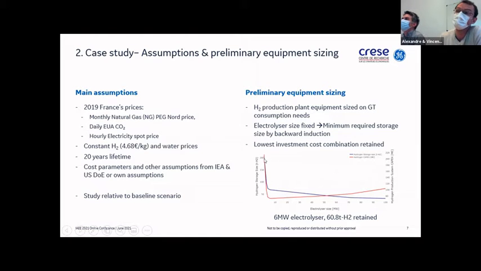On the blue curve, you can see the combination of the storage capacity in tons on the y-axis and the electrolyzer size on the x-axis. So for example, with 20 megawatts of electrolyzer, we have somewhere around 55 to 60 tons of hydrogen storage required so we can fill the gas turbine needs. And then we also calculated the investment cost for both of them. This is the red curve. When we consider these combinations, what is the lowest investment cost combination we could get? So we pinpoint the minimum cost, and the value we retained was the combination of a 6 megawatt electrolyzer and 60.8 tons of storage.